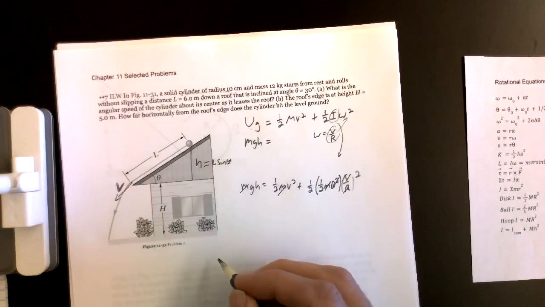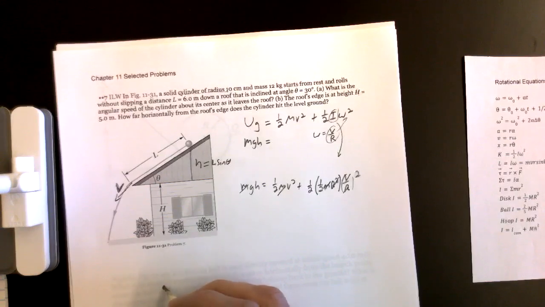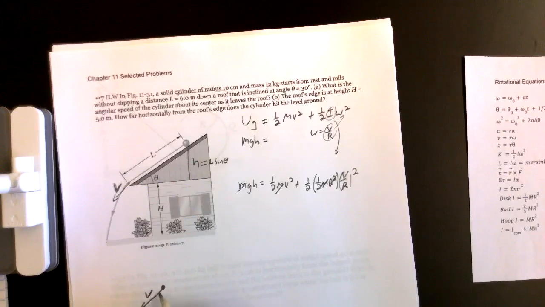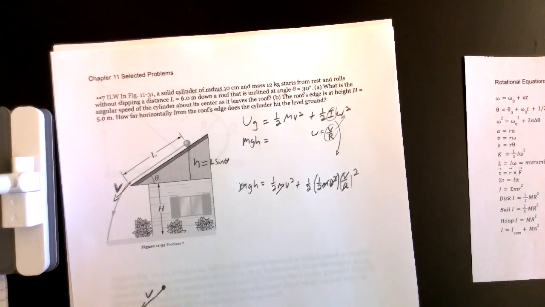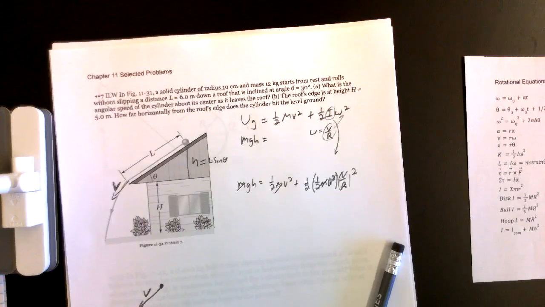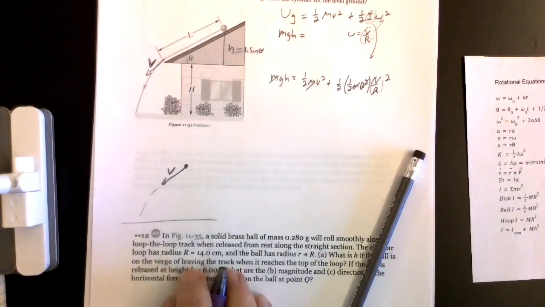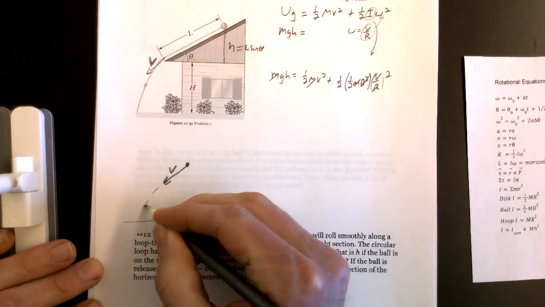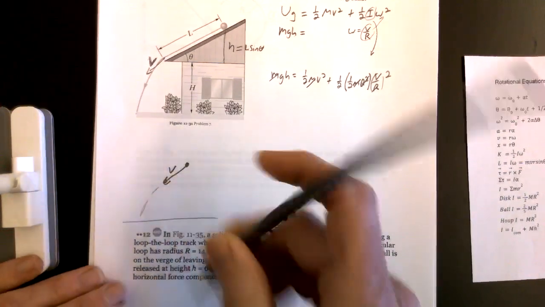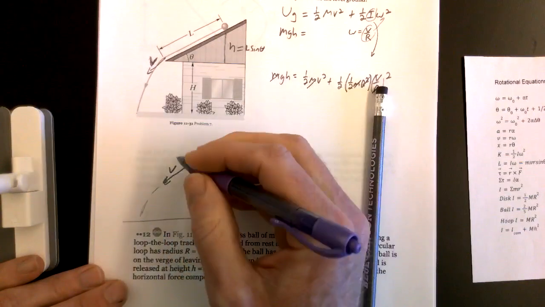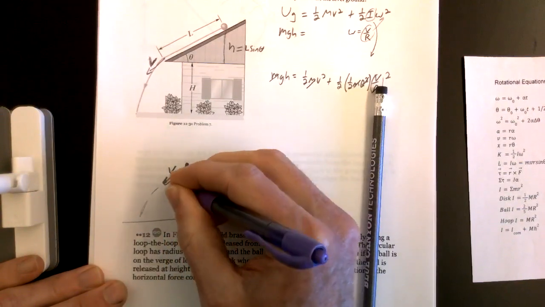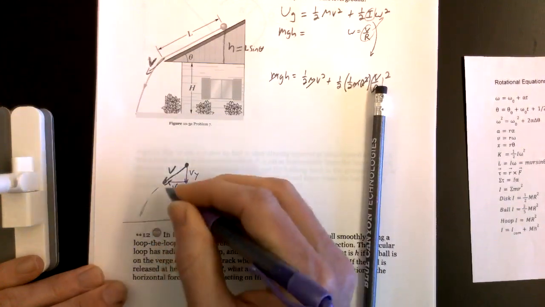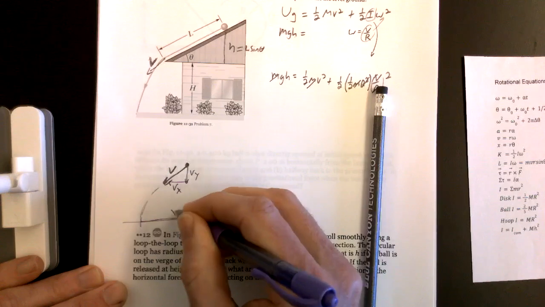So if we draw a little diagram here, let's just do it down here. There's the cylinder, and it's leaving the roof with the speed v right there. And we're trying to figure out how far it's going to go when it hits the ground over this way. So here's the cylinder, and it's leaving the roof at a speed v, and it's going down like that. What we need to do is break up this v into components. So we're going to have a v in the y direction and a v in the x direction. And we're really trying to figure out what's this x distance right there.